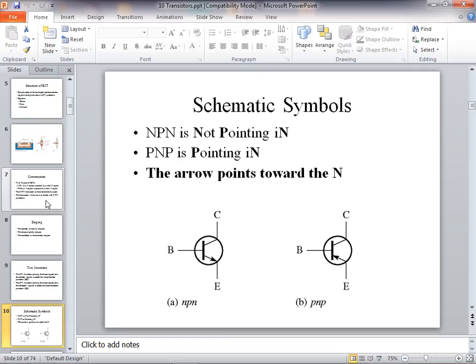One of them should give you the basic symbols. The arrow not pointing in is the NPN, and pointing in is the PNP. Are you okay? And we use a term called bias. What's bias?